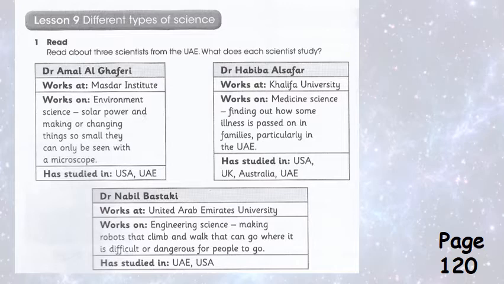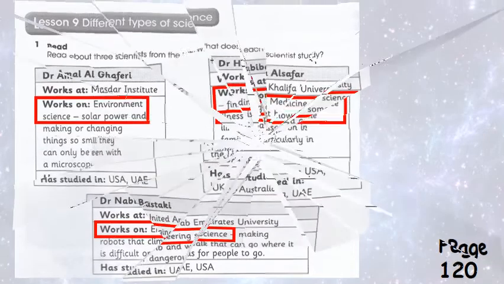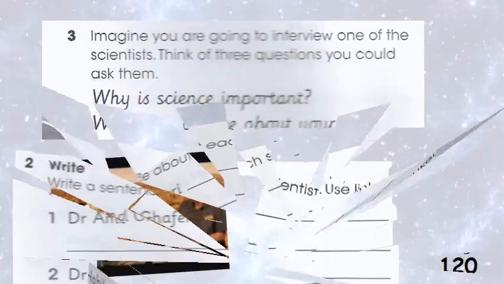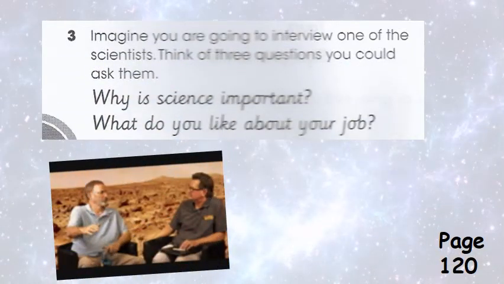Read about 3 scientists from the UAE. What does each scientist study? Write a sentence about each scientist. Imagine you are going to interview one of the scientists. Think of 3 questions you can ask them. Why is science important? What do you like about your job?